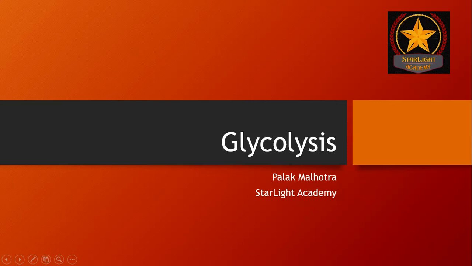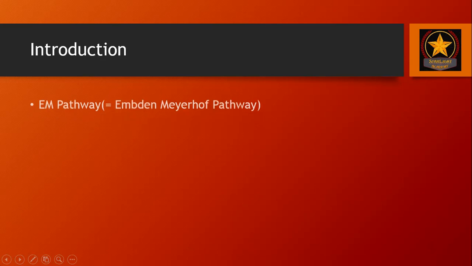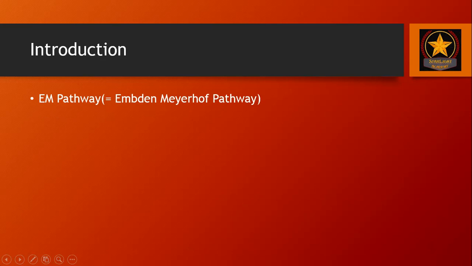Today's topic is glycolysis: an overview. In this video, I will give a quick overview of what glycolysis is, and the details of each step will be shared in the later videos. Glycolysis is also called the EM pathway or Embden-Meyerhof pathway, after its discoverers who elucidated this in muscle cells.